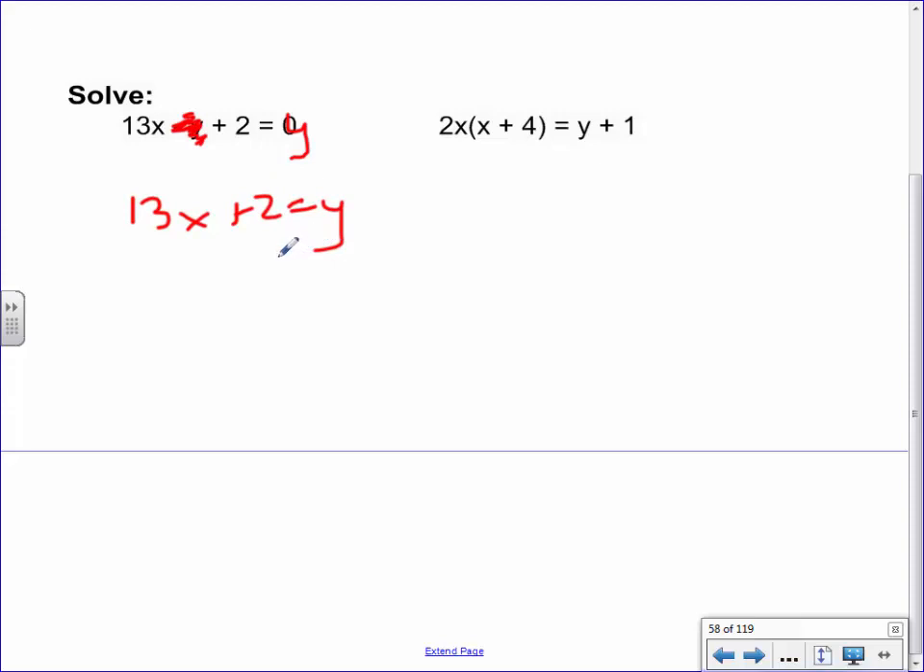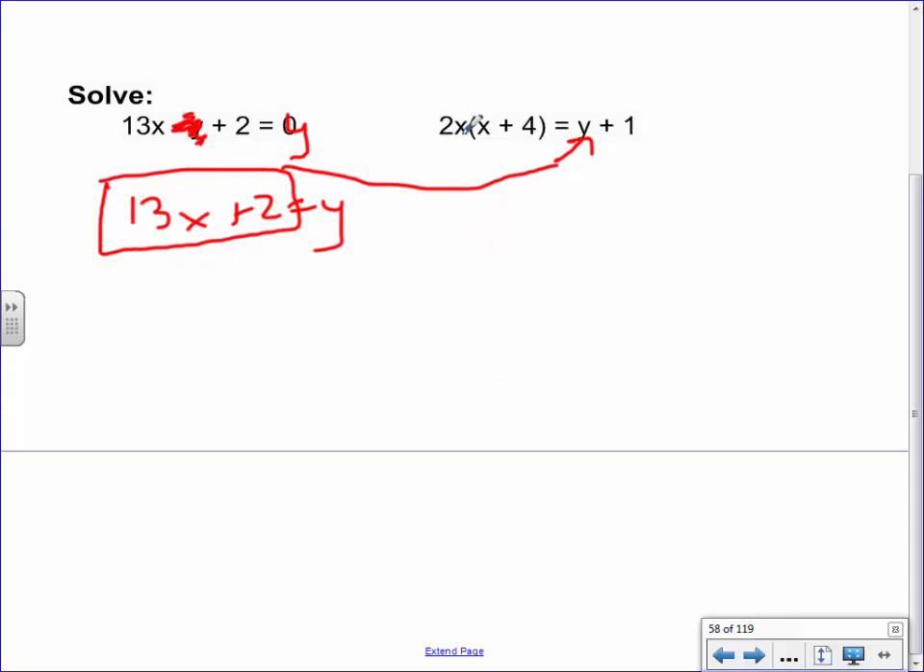Make sense? Where does this go? In the other equation, like literally, you substitute it, hence the name. So take this portion right here and shove it right where that y used to be.